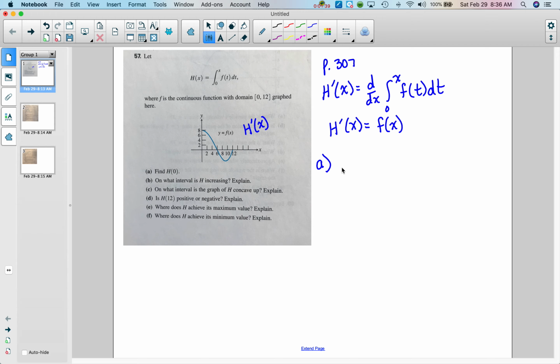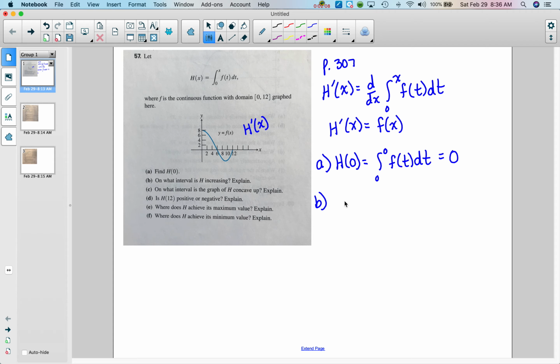So part A asks us to find h of 0. So now I'm going to go back to what h is. I want to find h of 0, so I plug in a 0 where the x is on my integral. So my integral is from 0 to 0, f of t dt. Remember that when the limits of integration match, we get 0. Whatever these had been, if they match, we get 0. That was one of our rules for integration.